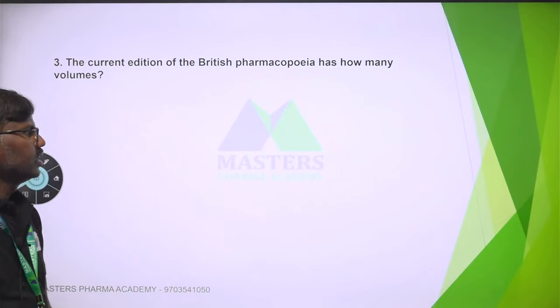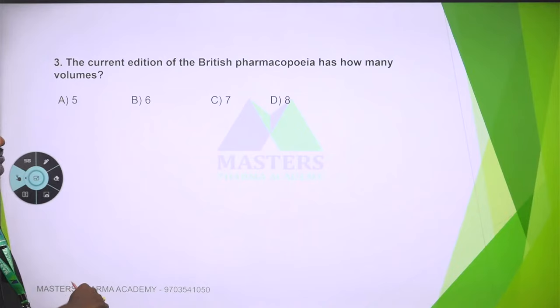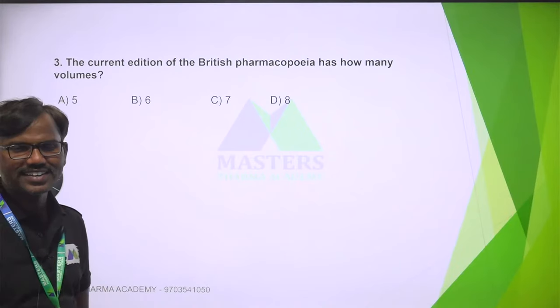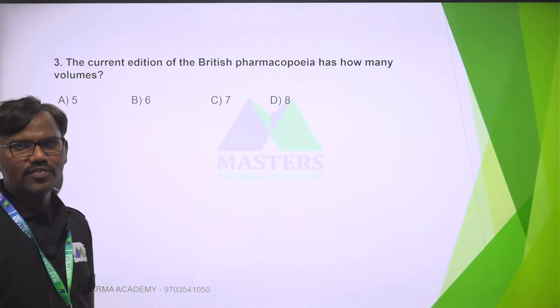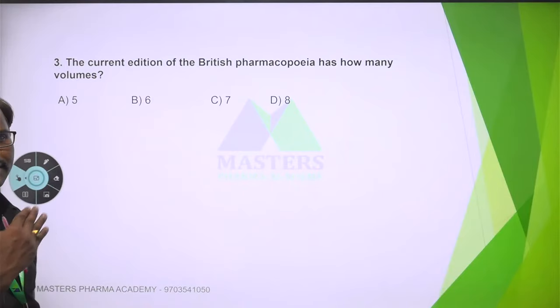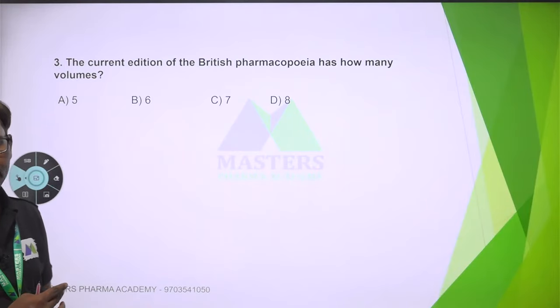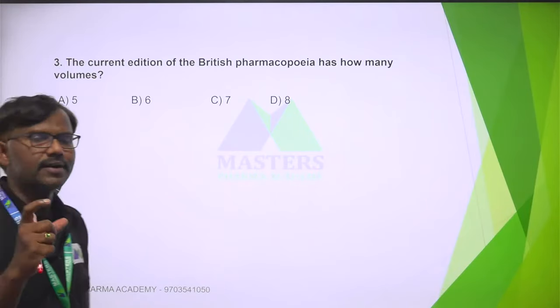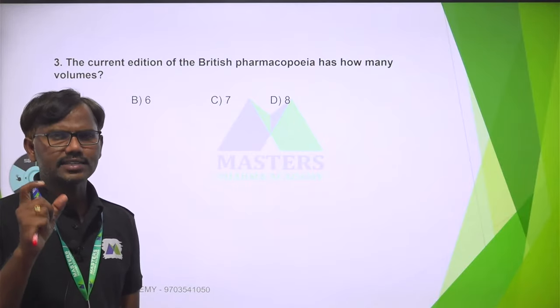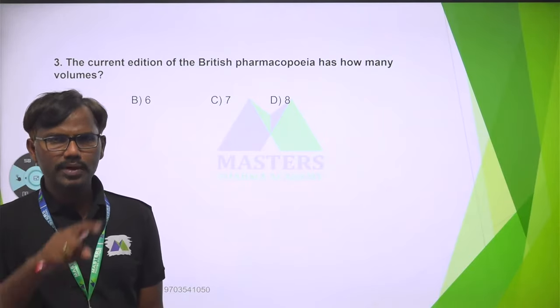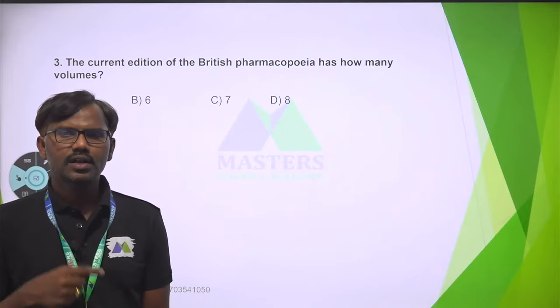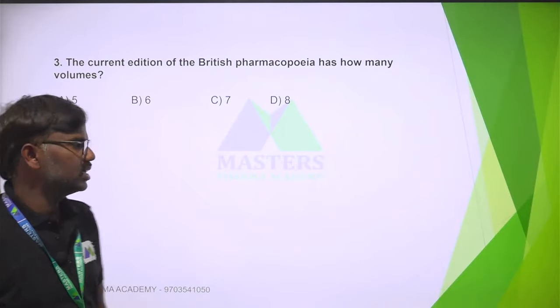Fine, now I'll give you options: 5, 6, 7, 8. Very difficult, as the options differ by one. You must know the exact, accurate numbers. Make a table, so that you can revise many times and it will be easily remembered.